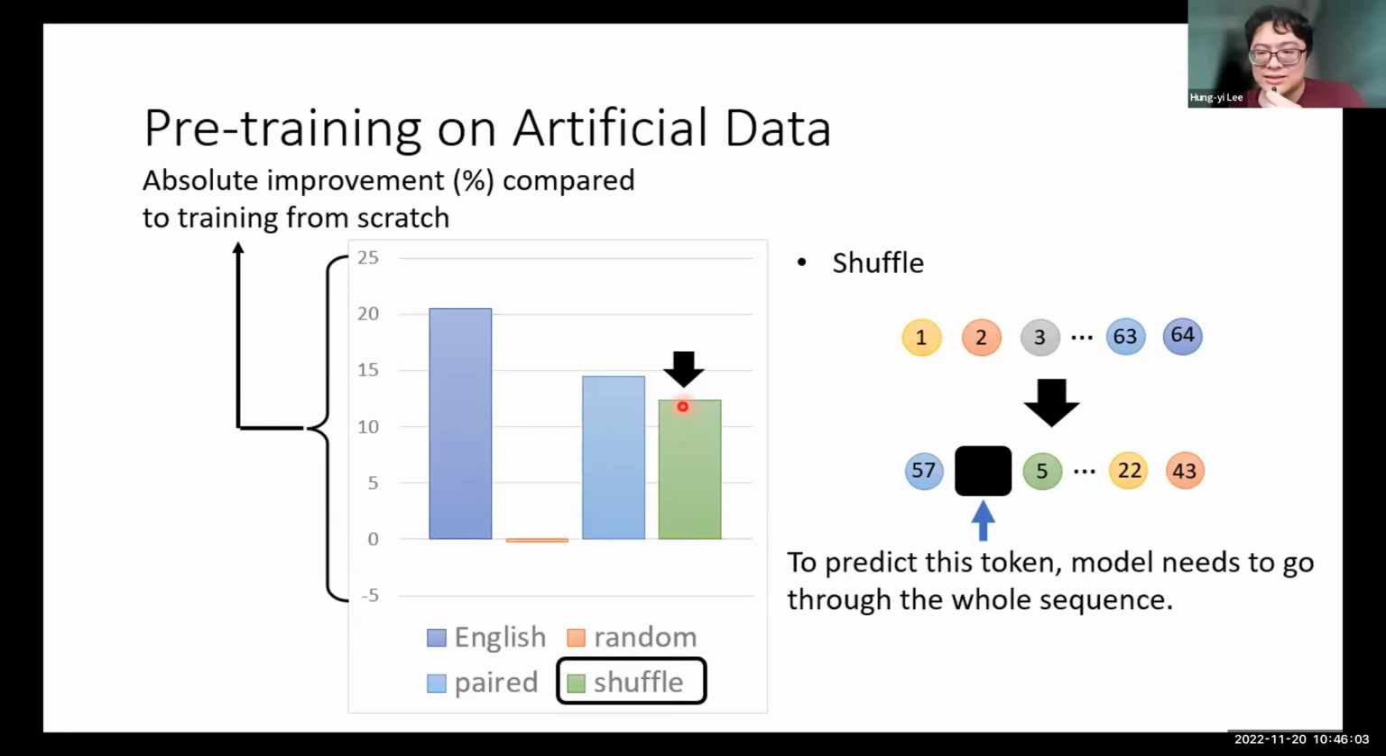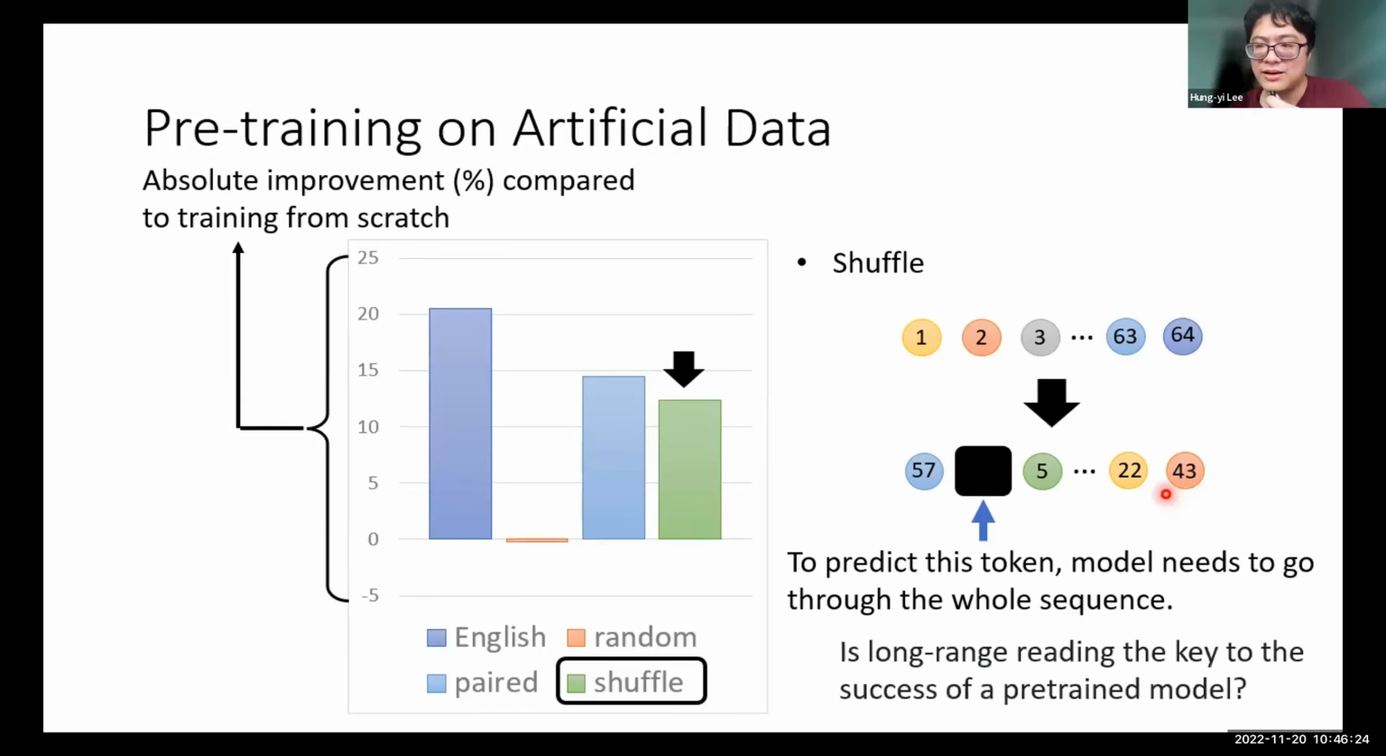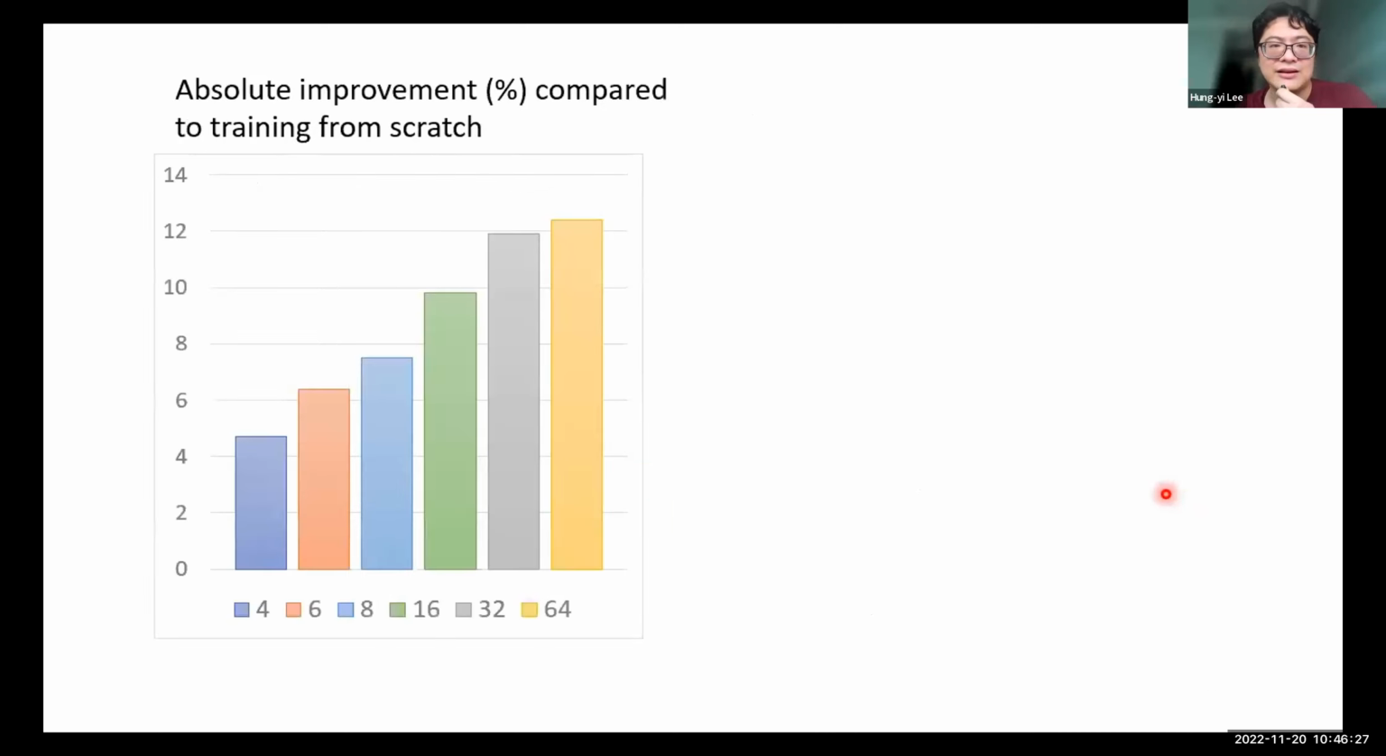Why did this happen? One possible explanation is that to predict the masked token in this sequence, your pre-trained language model needs to go through the whole sequence. Probably the capability of going through the whole sequence is one of the key factors for the success of a pre-trained model. Here I have another piece of evidence.